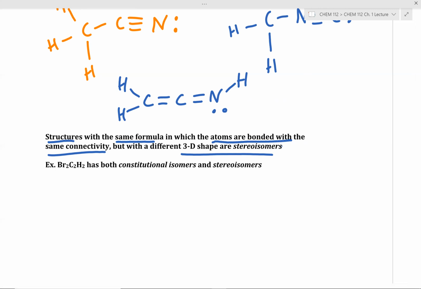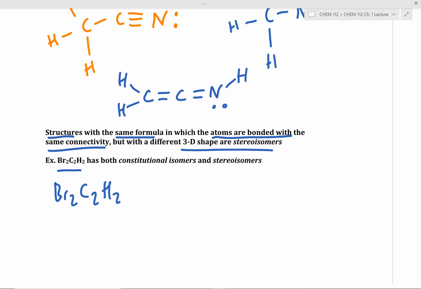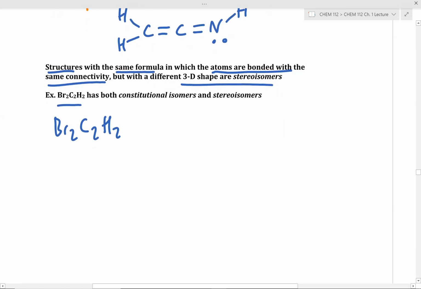So a key example of this is for the formula Br2C2H2. Now, for this structure, we can draw both constitutional and stereoisomers. So let's showcase that. So if I was writing out my starting point and drawing a Lewis structure from scratch, I could end up with this as my first Lewis structure.